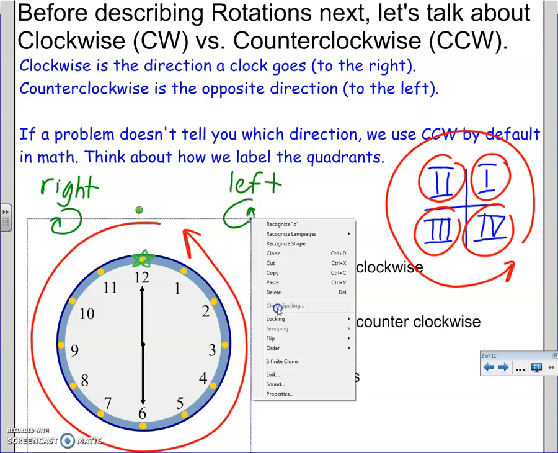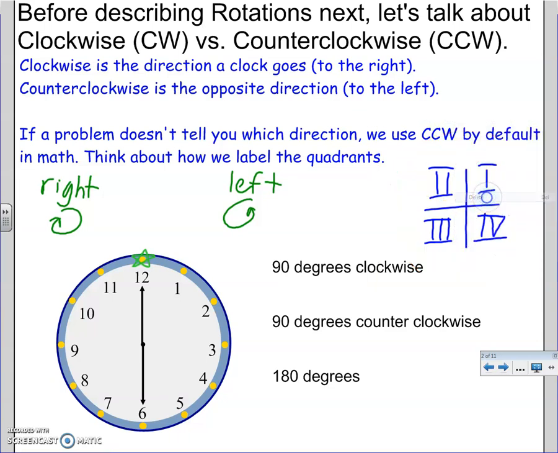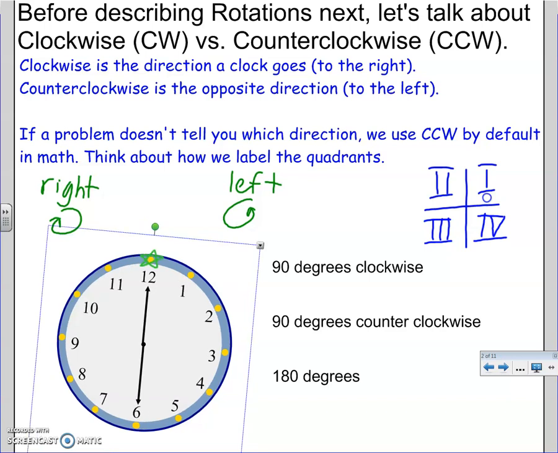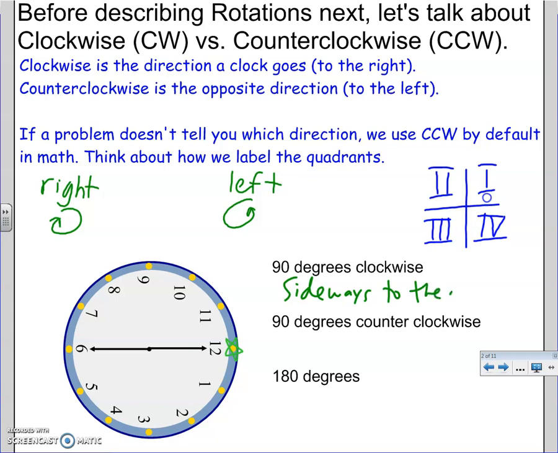So using that, let's answer a few questions. It says 90 degrees clockwise. So make sure you know which way your paper is. The clock at 12 at the top. If I go 90 degrees clockwise, that means turn it right 90 degrees, just one turn. So it would basically be sideways to the right. Alright, let's go back to the normal orientation.